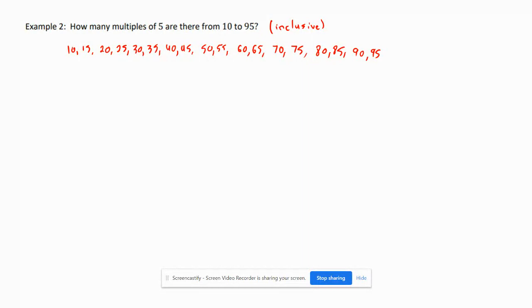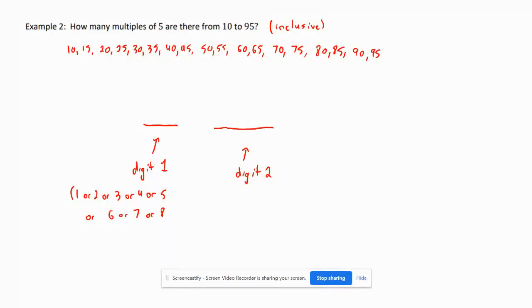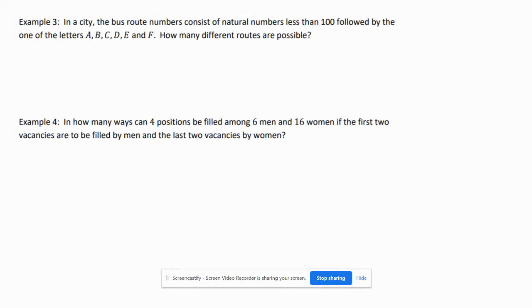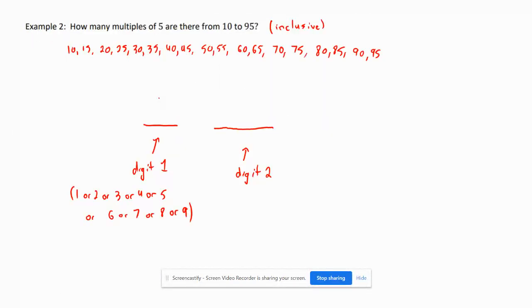Now, using the fundamental counting principle, we're really making a 2-digit number. So this is digit 1, and this is digit 2. Now, what are my options for digit number 1? Well, my options are 1 or 2 or 3 or 4 or 5 or 6 or 7 or 8 or 9. The point of this is there are 9 different possibilities for digit number 1.